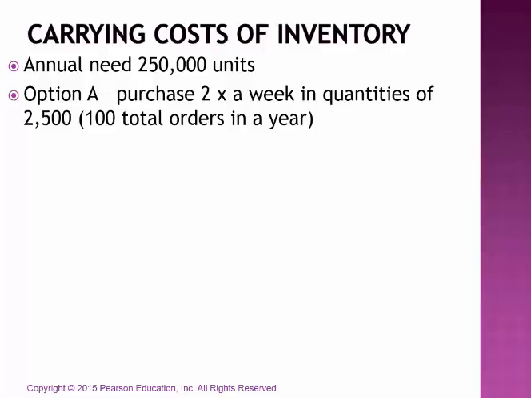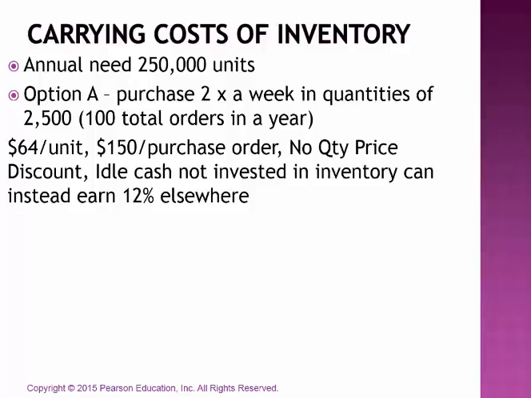And when we order them in those batches of 2,500, we will be able to purchase those at $64 per unit. And each time we issue a purchase order, we incur a cost of $150. That's what it costs us to generate and process that purchase order. Now, when we buy in these small quantity batches, the vendor or supplier is not going to give us a quantity price discount. So we're going to pay the straight-up $64 list price per unit.